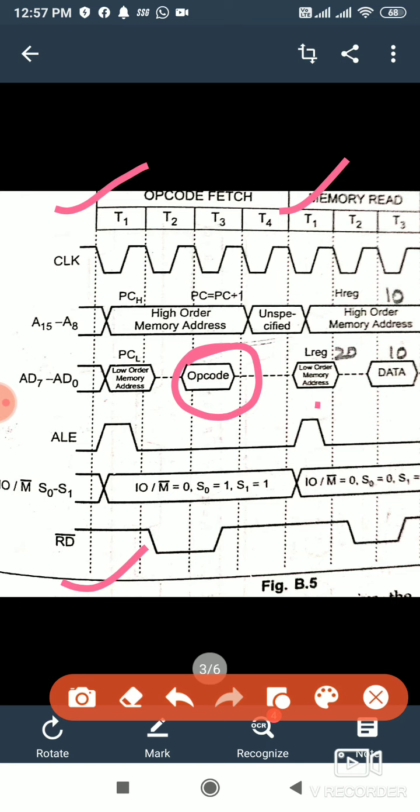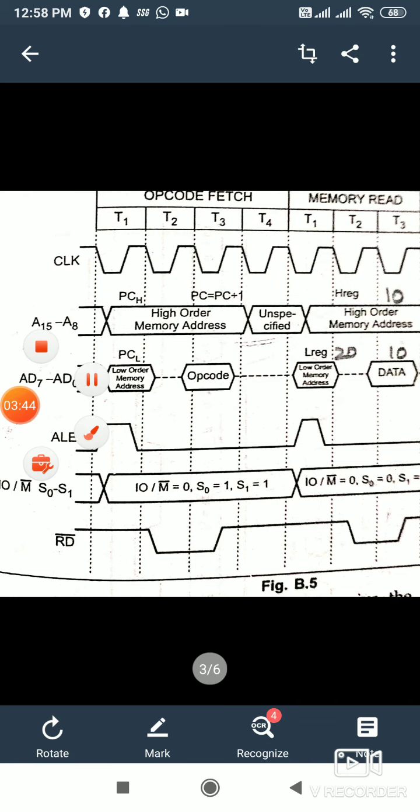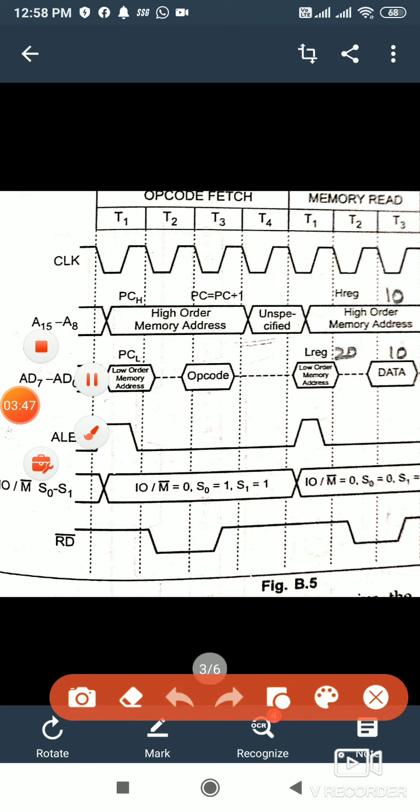Now 1020 is the memory address from where 10 is the data that has to be read. So 1020: the content of the H register and the content of the L register, both the registers, make the address, the higher order address and the lower order memory address. So it is 1020, and the data of this 1020, that is 10, has to be read.